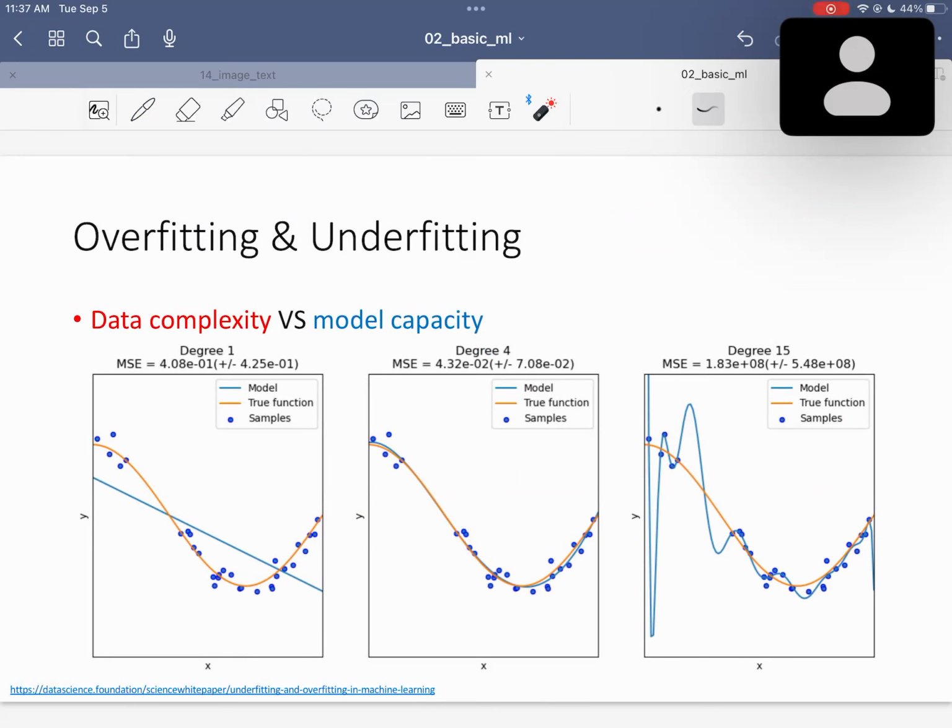So, a bit more to the technical side. Overfitting, underfitting. Hopefully a lot of people are already familiar with what overfitting and underfitting are, but this is a very good illustrated example of overfitting and underfitting.